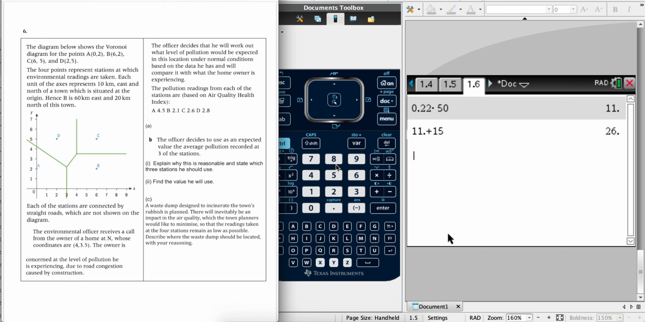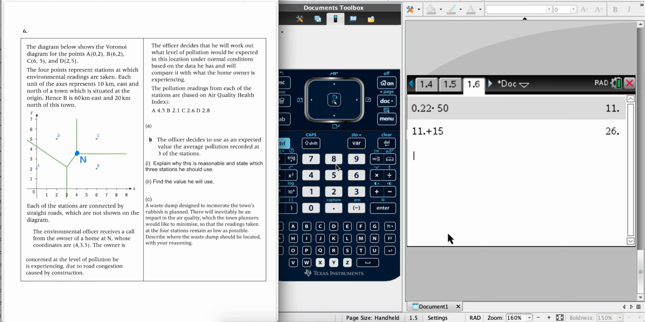We're trying to work out for the first question, so the officer is taking like an experiment to take the level of pollution. And the first question says that he decides to use as an expected value the average pollution recorded at 3 of the stations. So we need to work out where's going to be a good place for him to do this. So it's going to be at this place here, which was point N. Okay, we're told in the question that that is coordinate N.